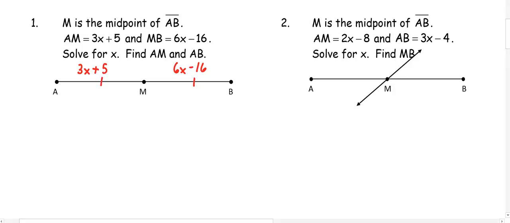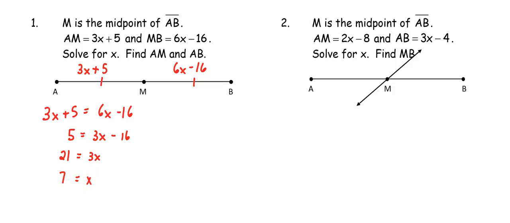To solve for x, if they're congruent pieces, they have the same length. So I don't actually have to know the entire length of my segment. I can just set the pieces equal to each other. So 3x plus 5 is equal to 6x minus 16. I'm going to get my variable on one side by subtracting 3x from both sides. 5 equals 3x minus 16. And add 16 to both sides, so 21 is equal to 3x. When I divide, x is 7.